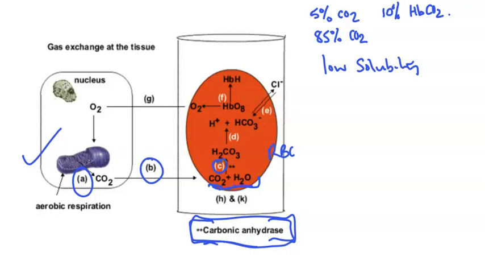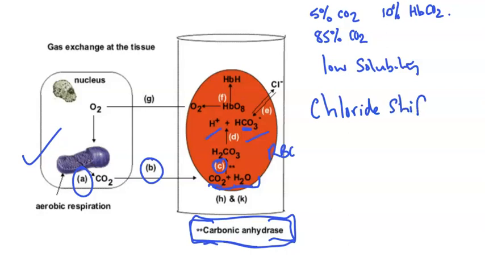And then this quickly forms carbonic acid, dissociating into hydrogen ions and hydrogen carbonate ions. So if we track the carbon dioxide, which is now located here in the hydrogen carbonate ion, this is then exchanged into the plasma by a process which is called the chloride shift.